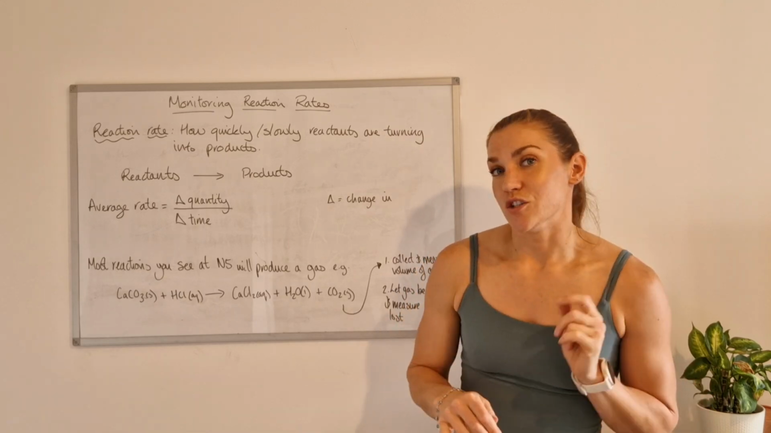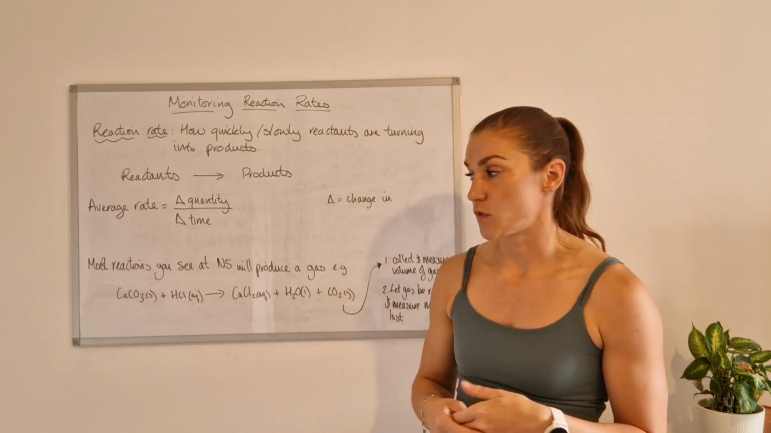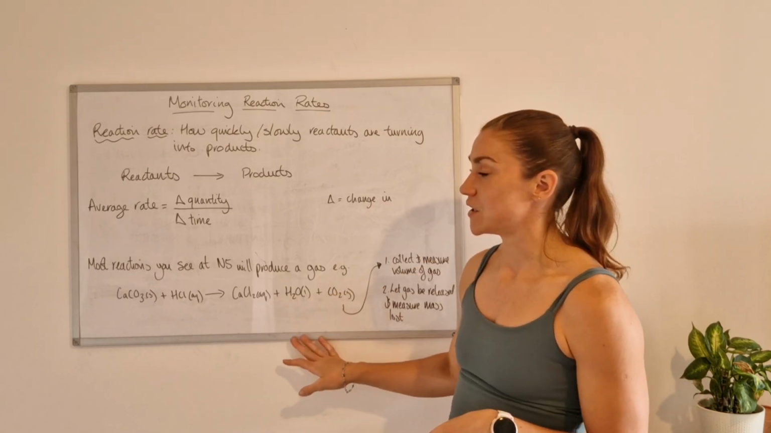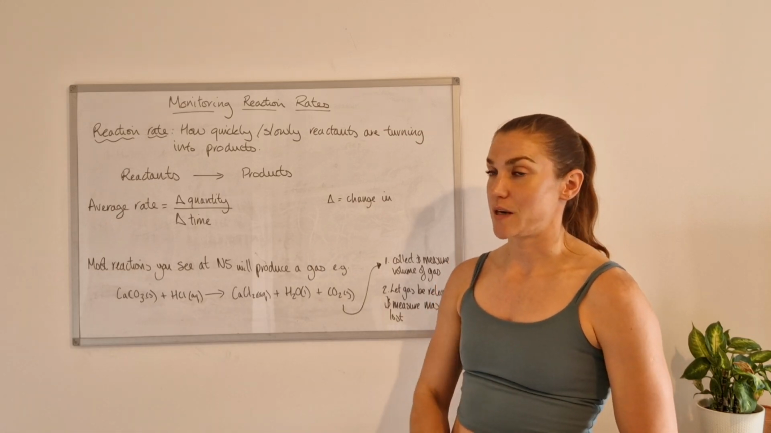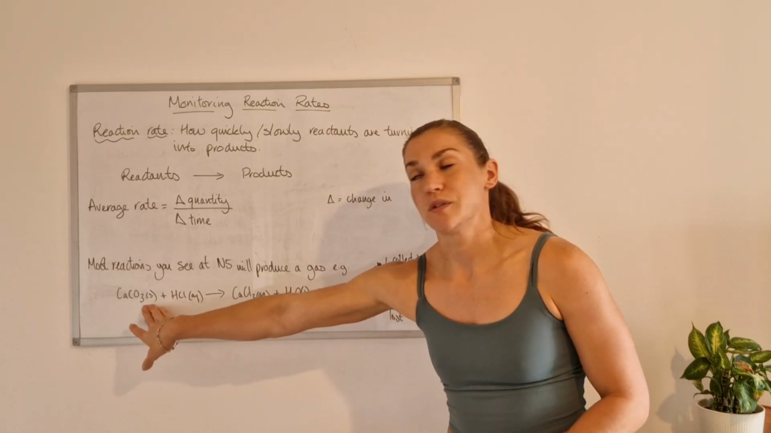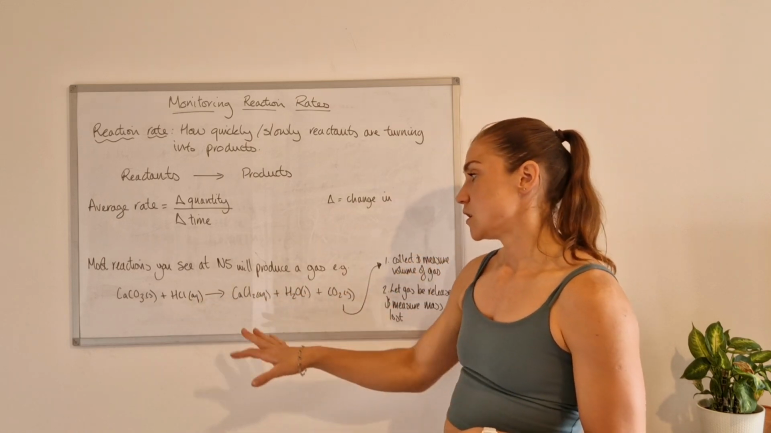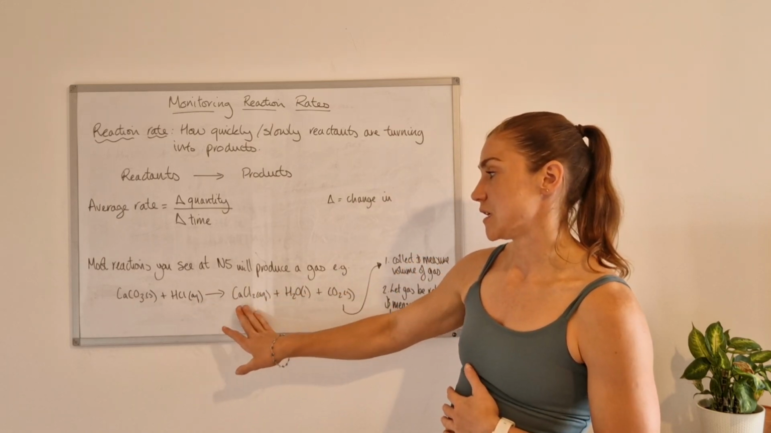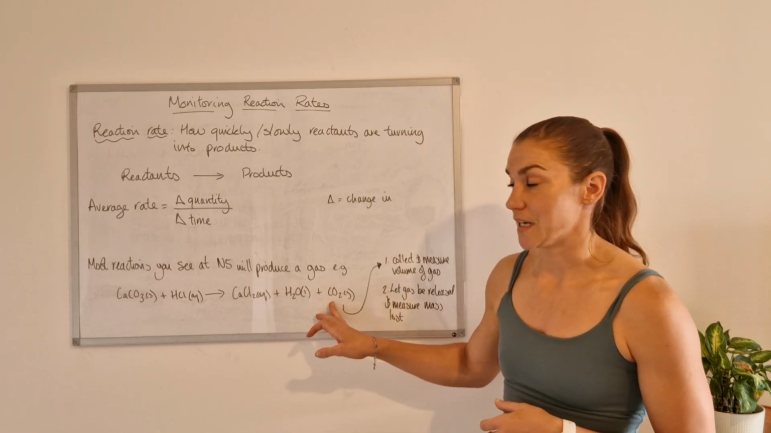Now, most of the reactions you will see in National 5 produce a gas. So I've got an example reaction here. It's a very common one that you'll have probably done plenty of reaction rate experiments on, where we have marble chips, calcium carbonate, reacting with hydrochloric acid. So that produces calcium chloride, water, and then also the carbon dioxide gas.